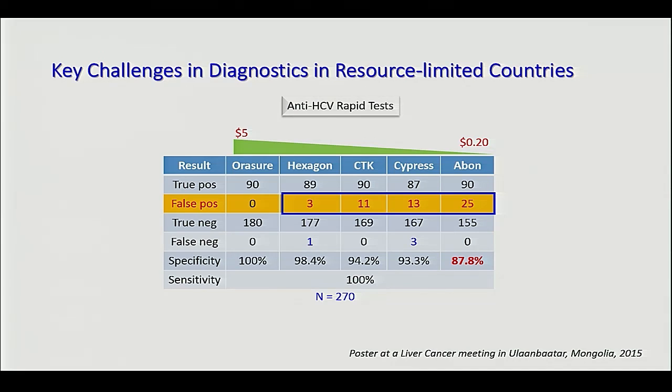And as Francisco mentioned earlier, almost all countries in this region have a procurement policy that warrants them purchasing the lowest cost kit, regardless of the performance of the assay. So you can imagine how this is impacting. As you can see here, these data illustrate the issue of the performance of poor diagnostic assays and how they impact diagnostics.